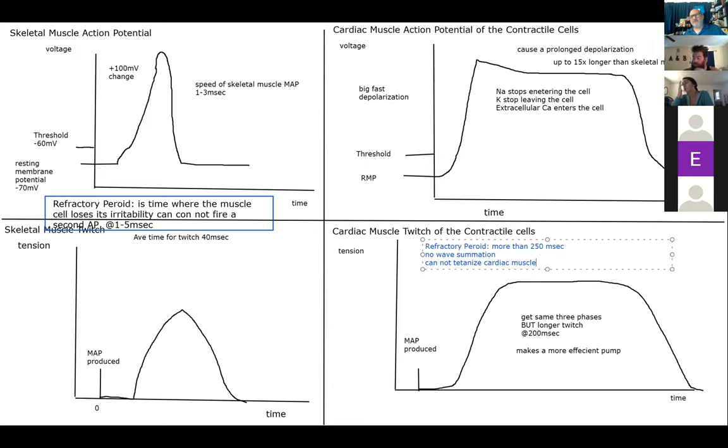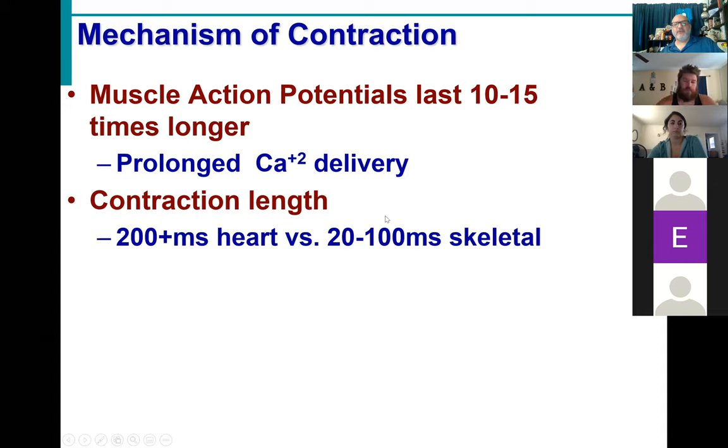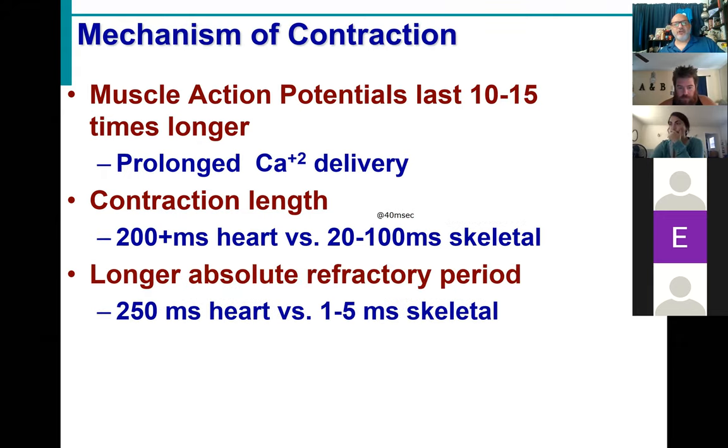Excellent, so there you go. That's nice, let's go back here. So as we talked about, the muscle action potential is as much as 15 times longer. And now we know because it's getting that calcium from outside. Contraction length, like we talked about, the average for a skeletal muscle is about 40 milliseconds, but it can range anywhere really from 10 to 100 milliseconds, whereas our heart's going to be closer to 200 milliseconds. And that much, much longer absolute refractory period. So we cannot tetanize the cardiac muscle. We cannot add waves together.